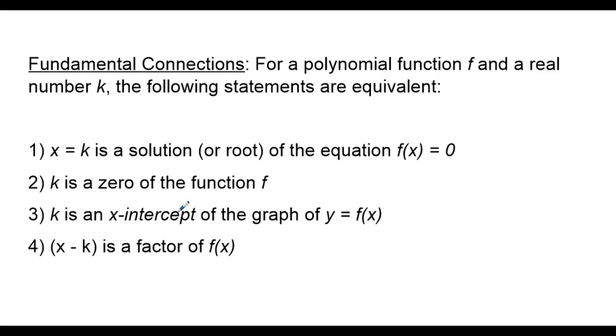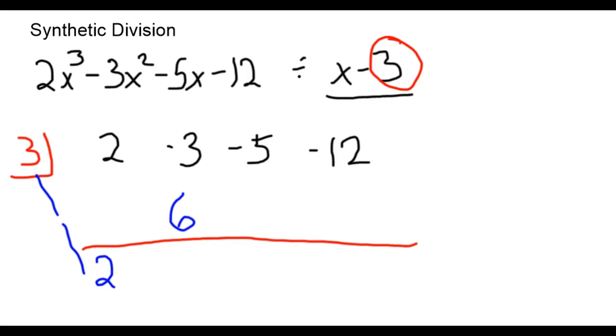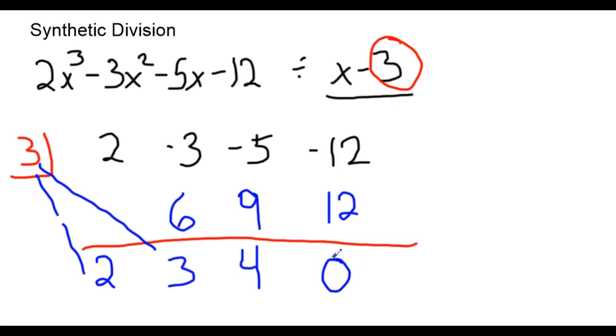Negative 3 plus 6 is 3. Now I'm going to take my 3 times my 3. It gives me a value of 9. So we have negative 5 plus 9 gives us 4. We're going to repeat this pattern. 3 times 4 is 12. Negative 12 plus 12 is 0.